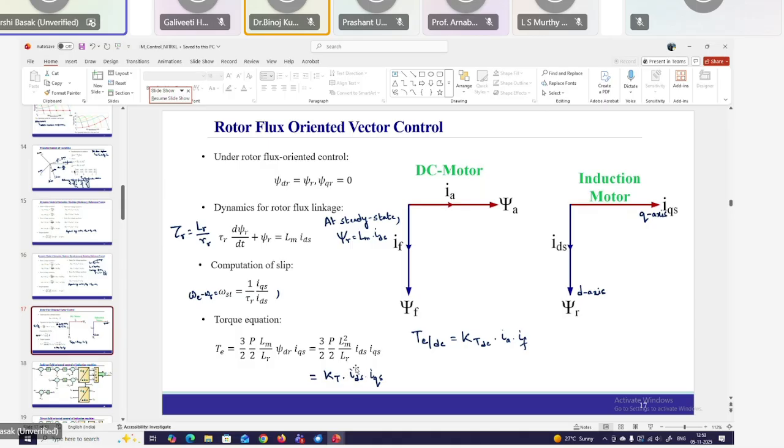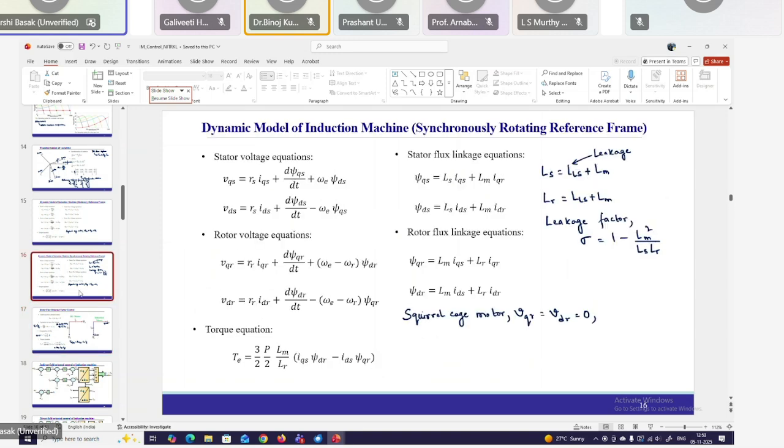So if you want to make the torque expression in the form of a DC machine, you have to make psi qr equal to 0, which indicates that rotor flux oriented control is there. If you want to go for stator flux oriented control, it is also possible, but then a decoupling factor has to be introduced in order to go for stator flux orientation. Indeed, it is a good question.